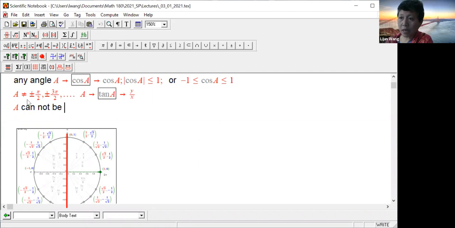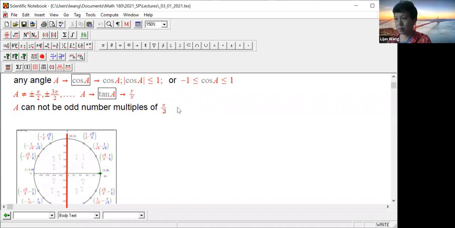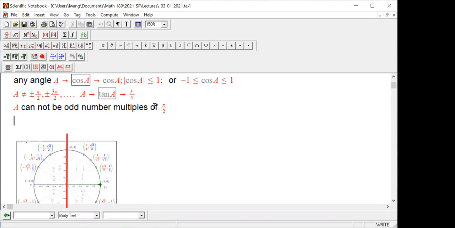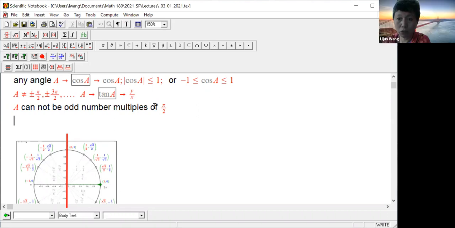So when you observe this pattern, what do you see? You realize the input cannot be odd number multiples of pi over 2. Do you agree with that? I agree with that. You need this skill in calculus 2. Well, also you need it in calculus 1. But in calculus 2, you need it even more. Chapter 11, you learn series, sequence, and stuff like that. Okay, so A cannot be odd number multiples of pi over 2.